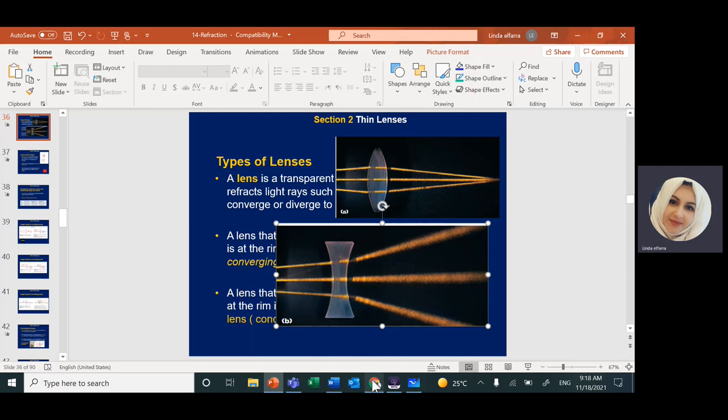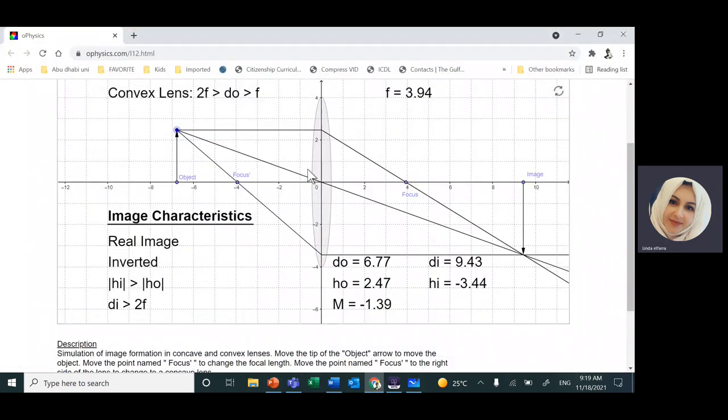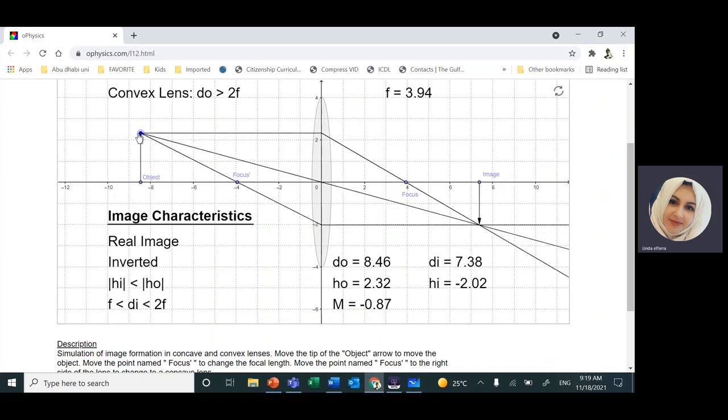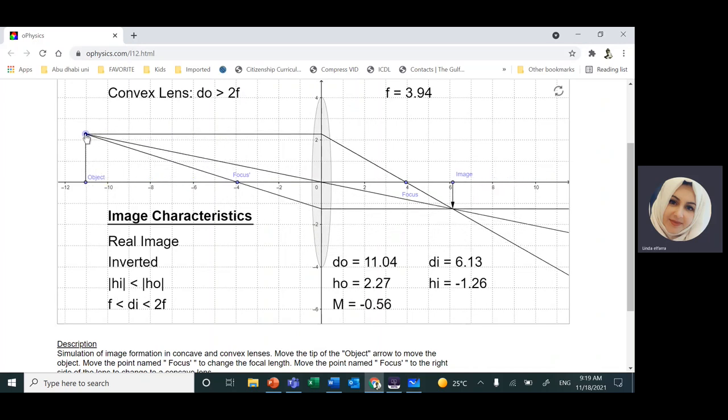What are the types of images produced by these two types of lenses? Here, this one is the converging lens. If I put the object really far away from the focal point, the image is inverted, and since it's inverted, it will be a real image. The size of the image is really small compared to the size of the object. Look here, HO is the height of the object, in this case 2.27. The height of the image is negative because it's inverted, 1.26.